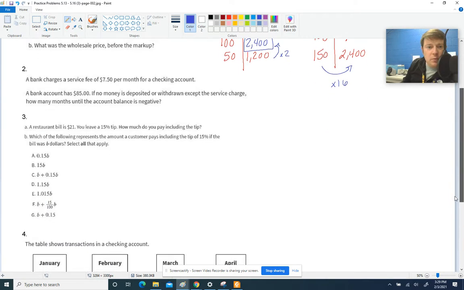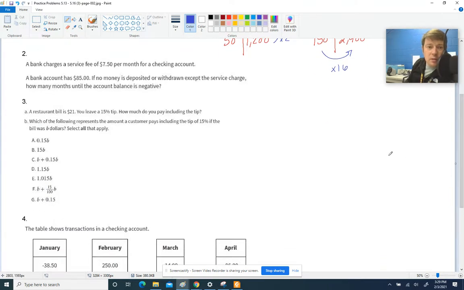Let's move on to number 2. A bank charges a service fee of $7.50 per month for a checking account. So $7.50 every month they charge us just to run the checking account. Geez. The bank account has $85 in it. And if no money is deposited or withdrawn, so the person that has the money in there is doing nothing, how many months can we expect until the account balance is negative?